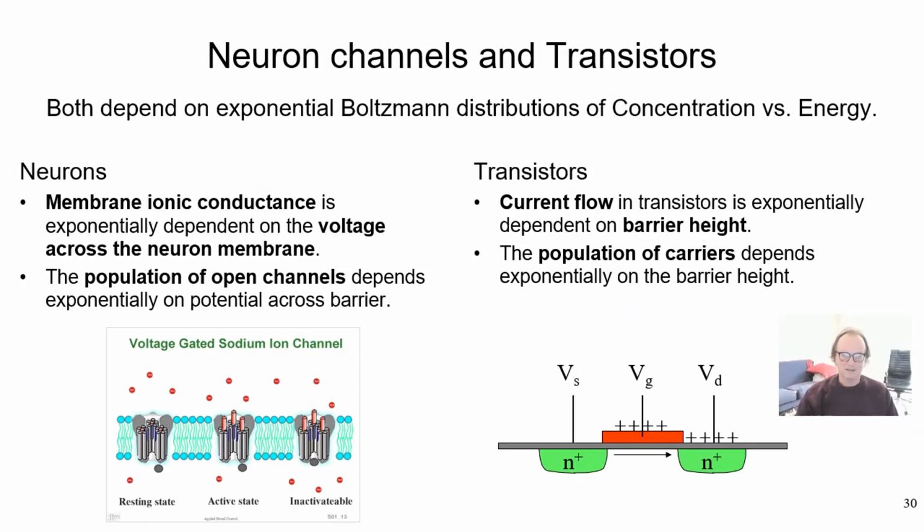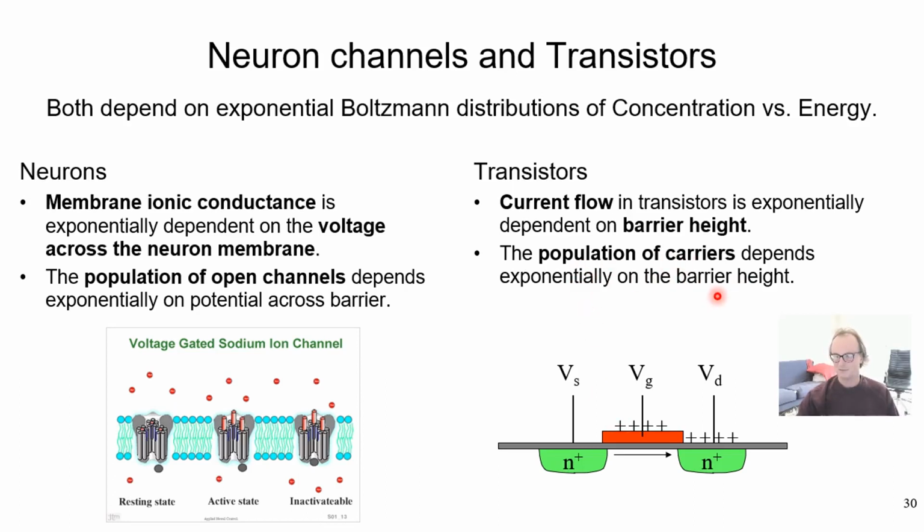So now you can think, what's the analogy? See, neuron channels and transistors both depend on exponential Boltzmann distributions of concentration versus energy. So in neurons, the membrane ionic conductance caused by these pores in this voltage-gated sodium ion channel is exponentially dependent on the voltage across the neuron membrane. These devices here, these channels, the population of open channels depends exponentially on the potential across the barrier. But in transistors, the current flow in transistors is exponentially dependent on the barrier height between the source and the channel. And the population of carriers depends exponentially on the barrier height.